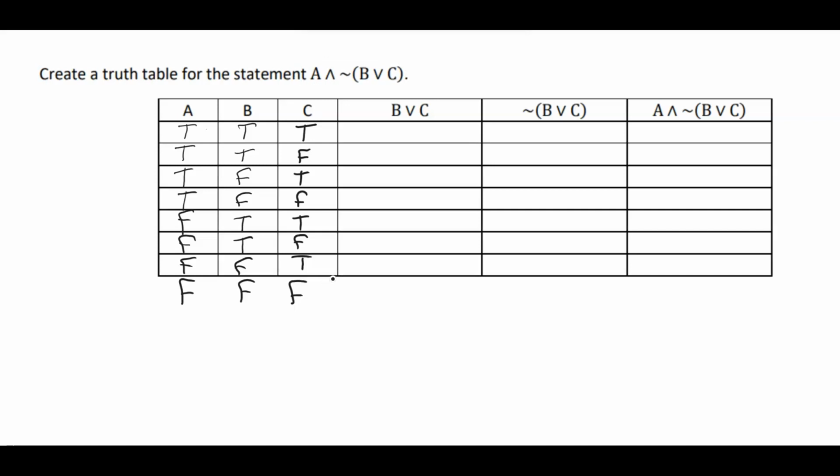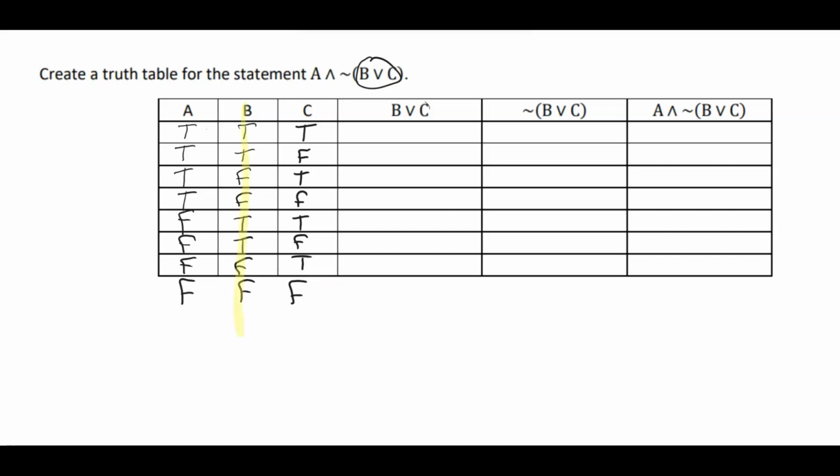All right, now we take a look at the statement in order to work it out. We start with B or C, then the opposite of it, and then the and. So first off, B or C. The ors are almost always true. You just have to have one true to make it true.